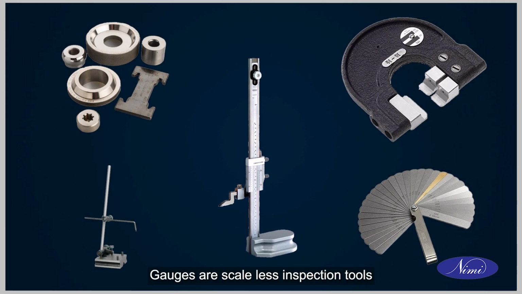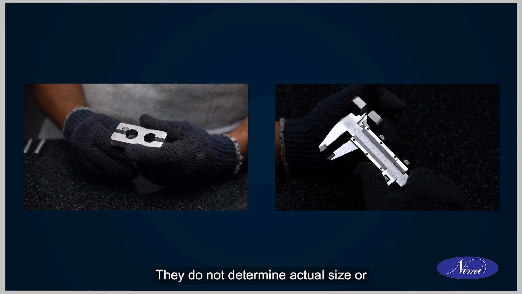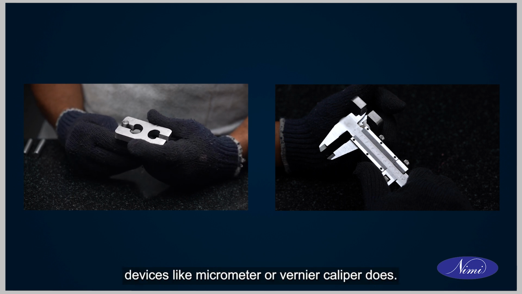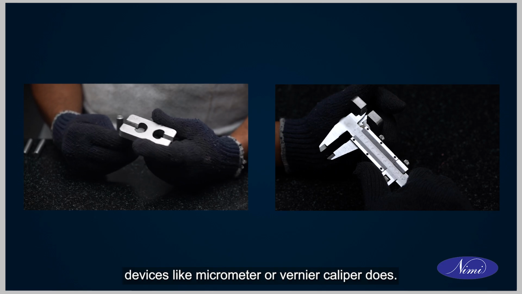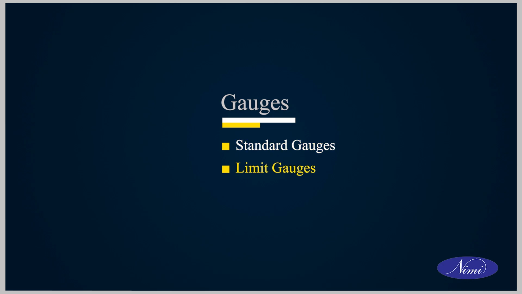Gauges are scale-less inspection tools used to check the dimensions of the parts. They do not determine actual size or dimension of a part as measuring devices like micrometer or vernier caliper do. Gauges can be broadly classified as standard gauges and limit gauges.